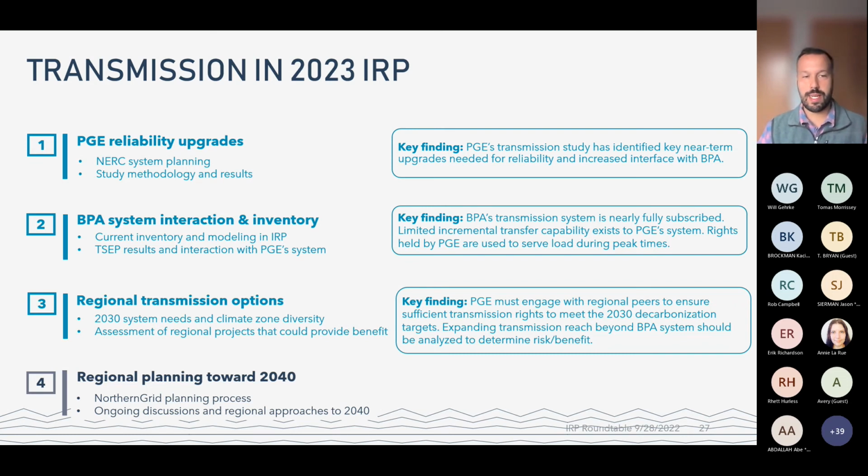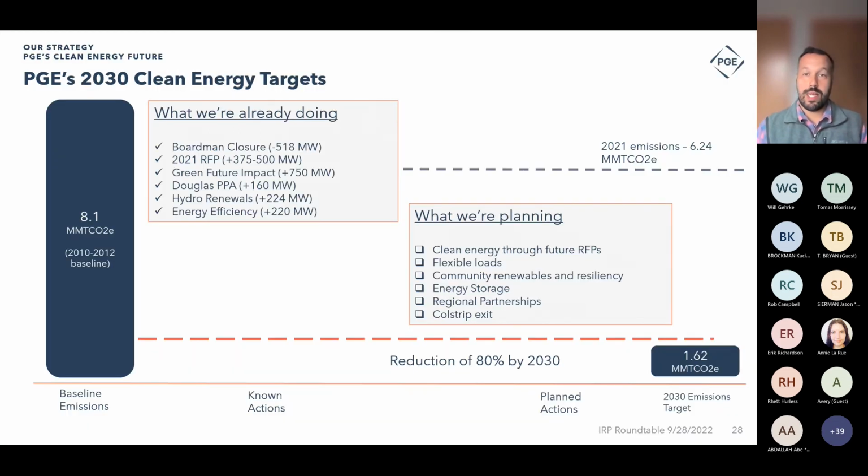If we move to slide 28, just a quick summary of PGE's clean energy targets. You may have seen these before in the last few months. They talk a bit about what PGE's done as we've reduced our carbon emissions level from baseline to where we were in 2021, and things that we are planning. I just wanted to show this slide to call out a couple of framing elements.